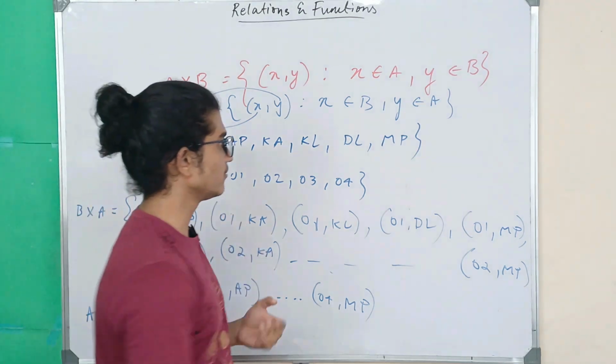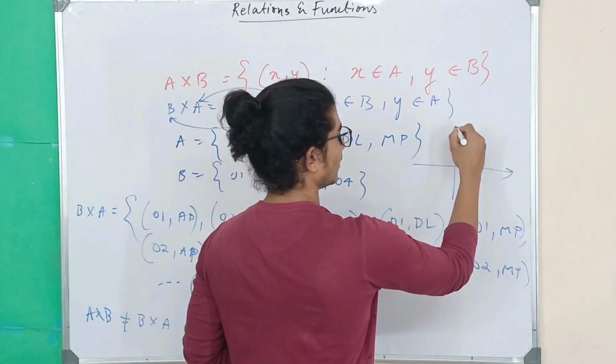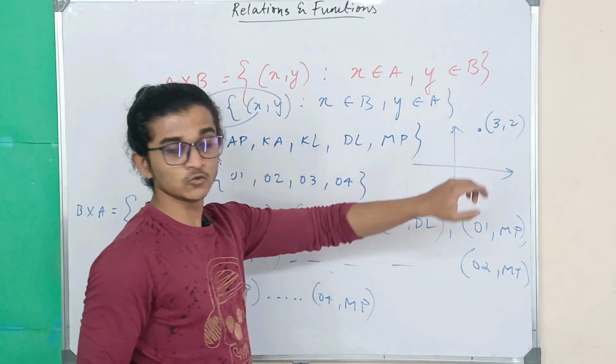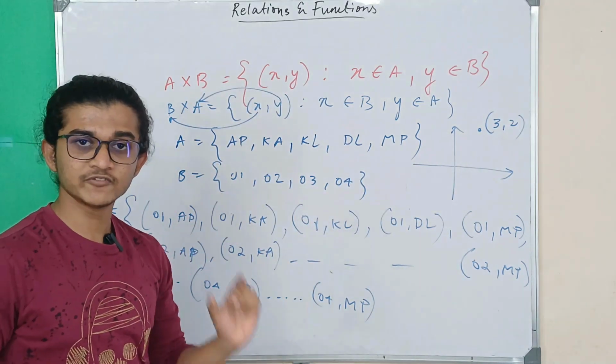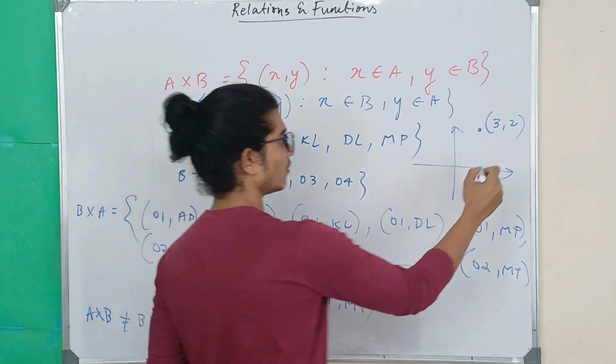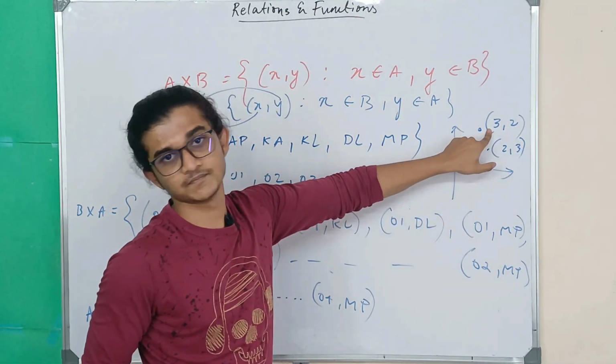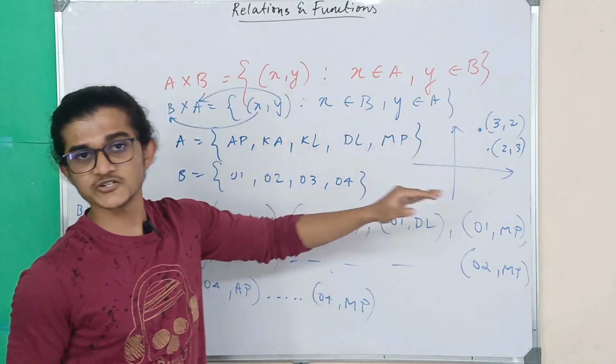For example, you have a graph, and there's a point here which is 3 comma 2. So the ordered pair 3 comma 2 is completely different from 2 comma 3. So you have one more ordered pair, suppose it is 2 comma 3. These two ordered pairs are not equal because they represent different points on the plane.